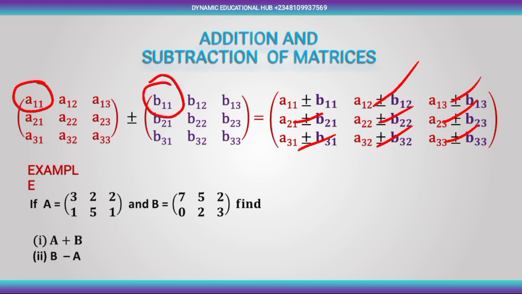Example: if A is equal to 3, 2, 2, 1, 5, 1 and B is equal to 7, 5, 2, 0, 2, 3, find one, A plus B, and two, B minus A. Now look at this example. We have matrices of the same order, 2 rows and 3 columns. That gives us a 2 by 3 matrix. Now let's see how to add them together.